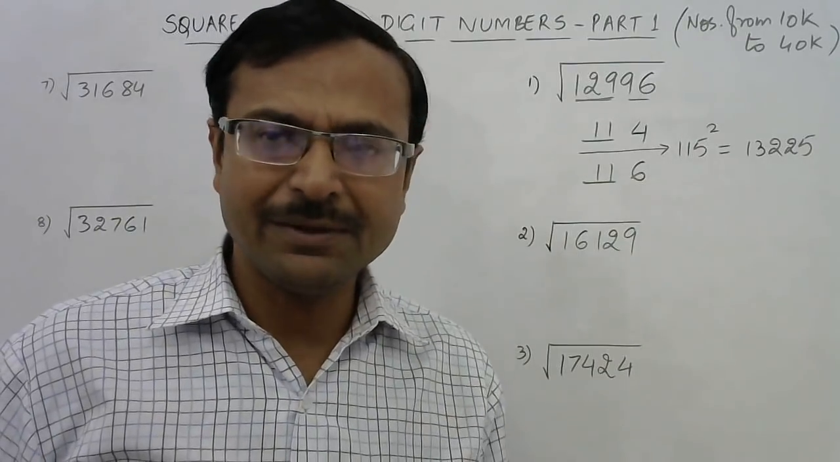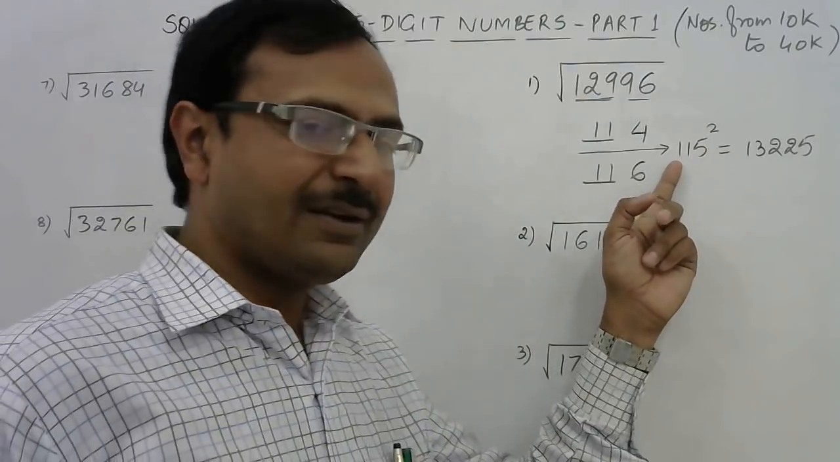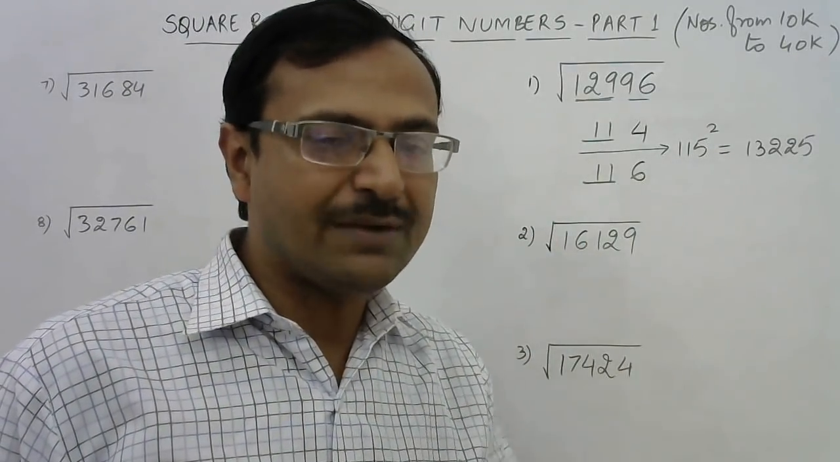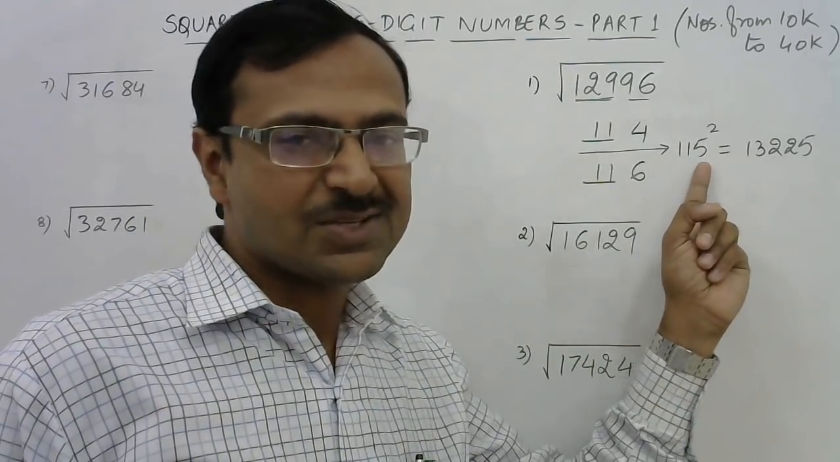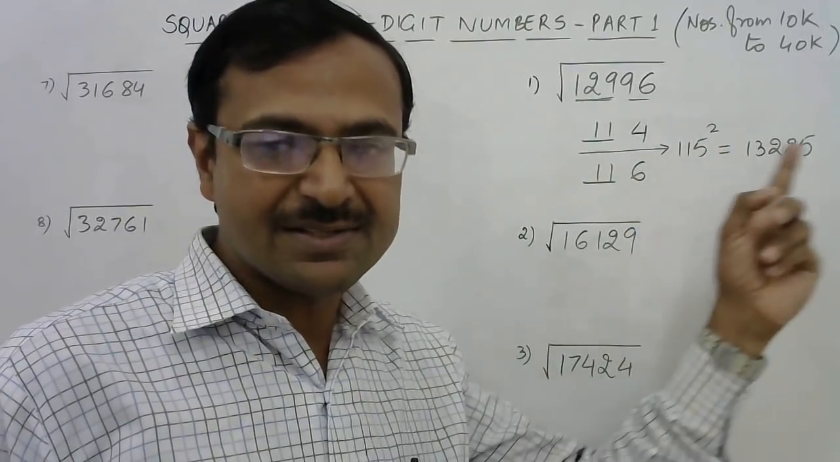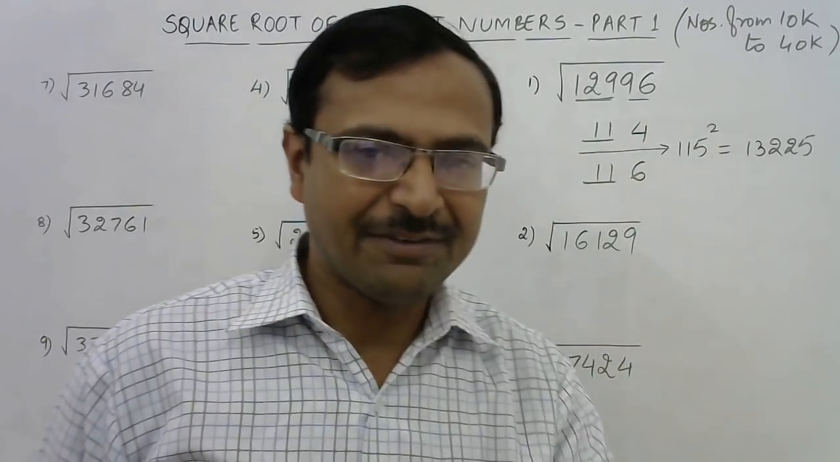Very, very easy method. You just need to know the table of 12. 11 multiplied by its consecutive 12. 11 into 12 is 132, and whenever the number ends with 5, the square ends with 25. So the square of 115 is 13225. And now we will have our answer.